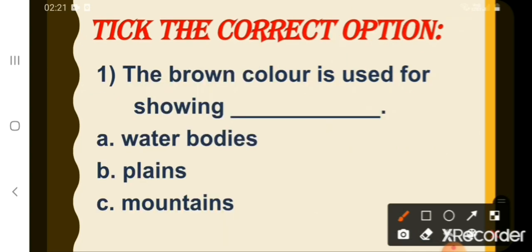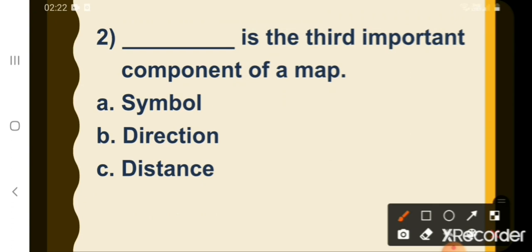Tick the correct option. First one. The brown color is used for showing dash. A. Water bodies. B. Plains. C. Mountains. What's the correct answer? Yes. C. Mountains. The brown color is used for showing mountains. Second one. Dash is the third important component of a map. A. Symbol. B. Direction. C. Distance. What's the correct answer? Correct. A. Symbol. Symbol is the third important component of a map.